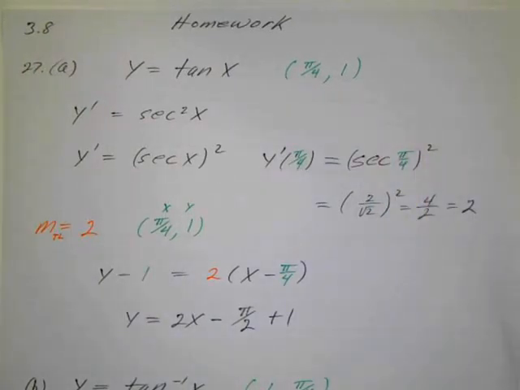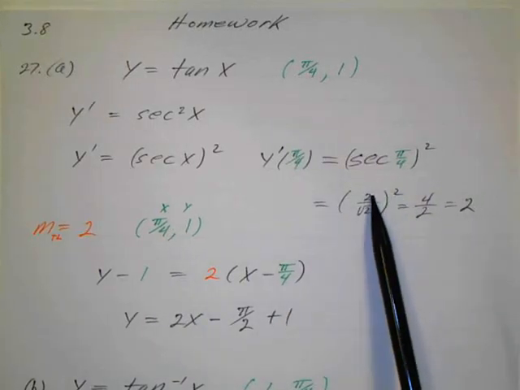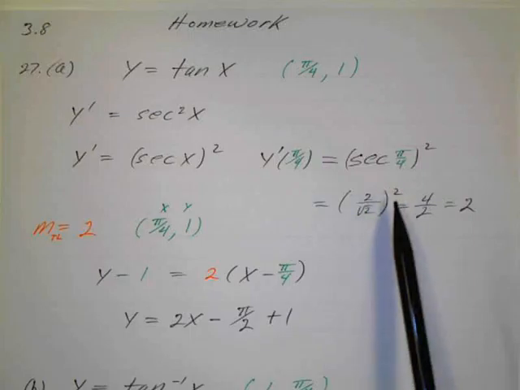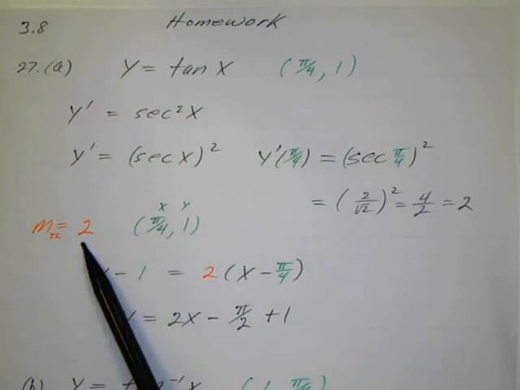Remember, the secant is 1 over the cosine, and the cosine of pi over 4 is the square root of 2 over 2, so we just take the reciprocal, 2 over the square root of 2. And I don't worry about rationalizing it, because when I square it, that's going to take care of that. I have 2 squared, which is 4, over the square root of 2 squared, which is 2. 4 over 2 is 2. So that's my slope.